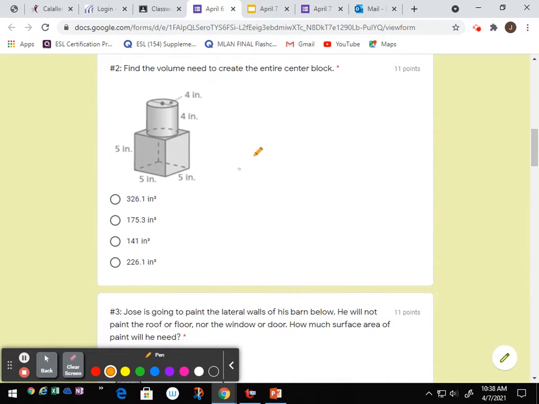We're also going to go over number 2. Number 2 says find the volume needed to create the entire center block. So we want to find the volume of the whole thing. All right, so when we look at this 3D composite object, we see that we have a cylinder and we have a cube. Okay, so here's our cylinder formula. We have big B times H. Okay, and let's go ahead and just solve this cylinder real quick.